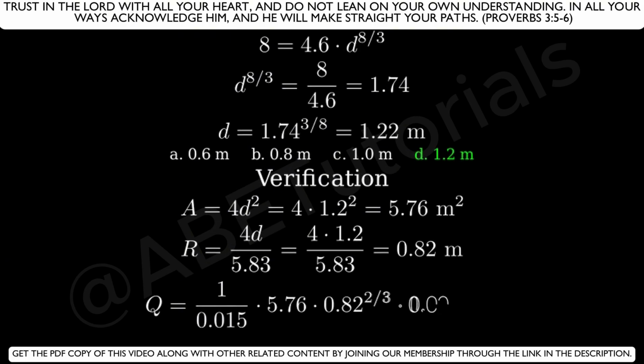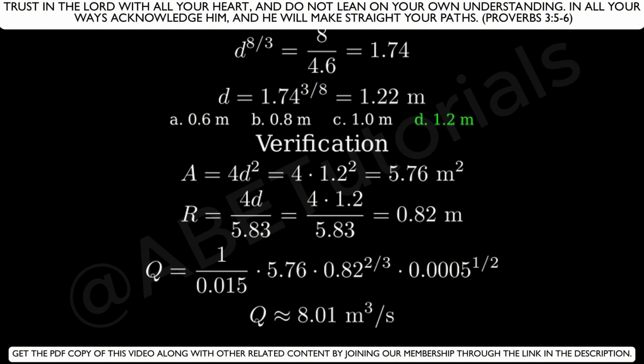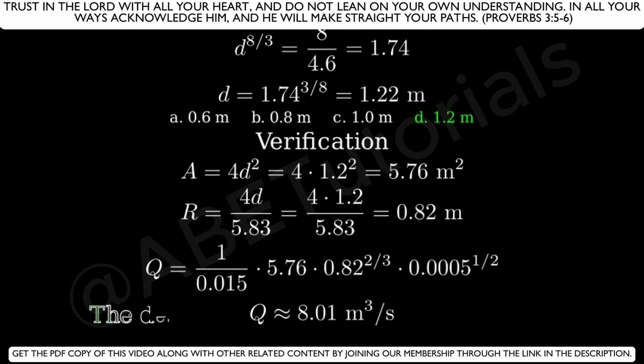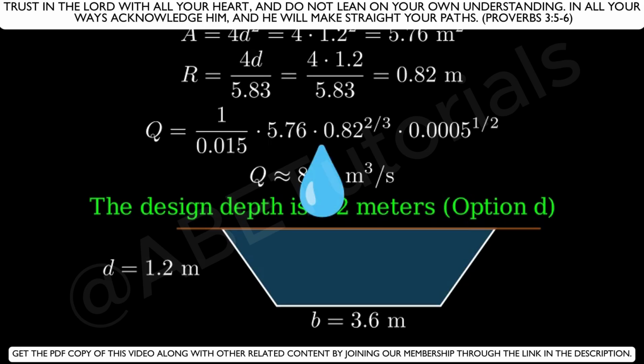Using Manning's equation, Q equals 1 over 0.015 times 5.76 times 0.82 to the power of 2/3 times 0.0005 to the power of 1/2. This gives us approximately 8.01 cubic meters per second, which confirms our answer. Therefore, the correct design depth is 1.2 meters, option D.